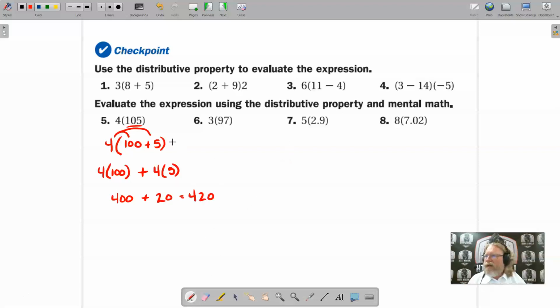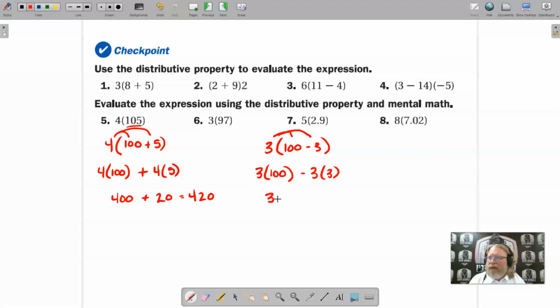Next one, we'll do number 6 right here. 3 times 97. Let's think of 97 as 100 minus 3. That's going to help us out because we'd have 3 times the 100, and then we have a minus sign, so we want to put minus there, 3 times 3. So I've distributed the 3 into the 100 and into the 3.